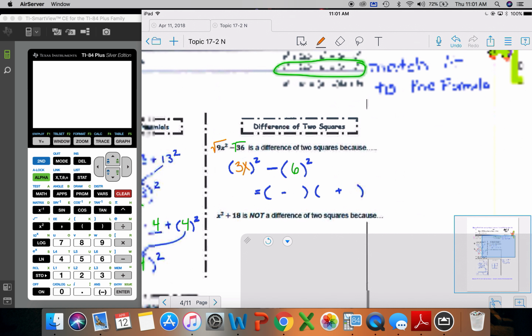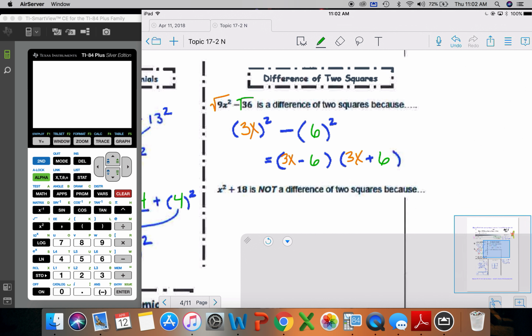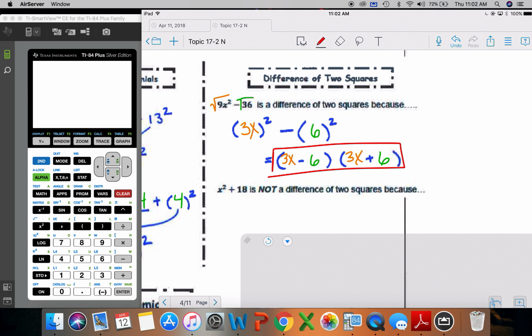My answer, like they tell us in the formula, is a, which is 3x. And then we make one negative and one positive. And then plus or minus b. b is 6, so 6 goes in the other parts of my blanks. And this whole thing would be my answer. So 3x minus 6 and 3x plus 6.